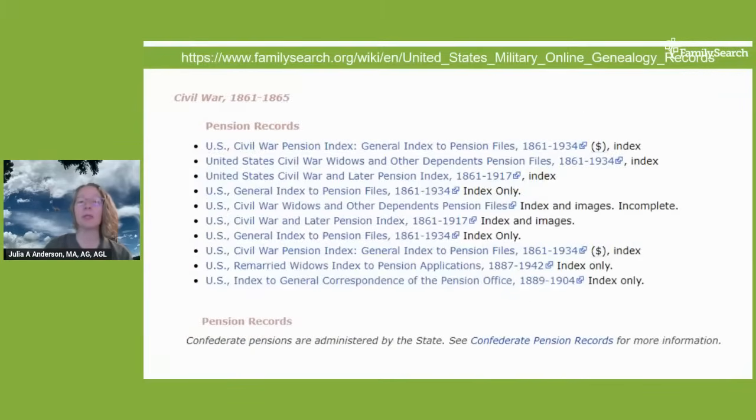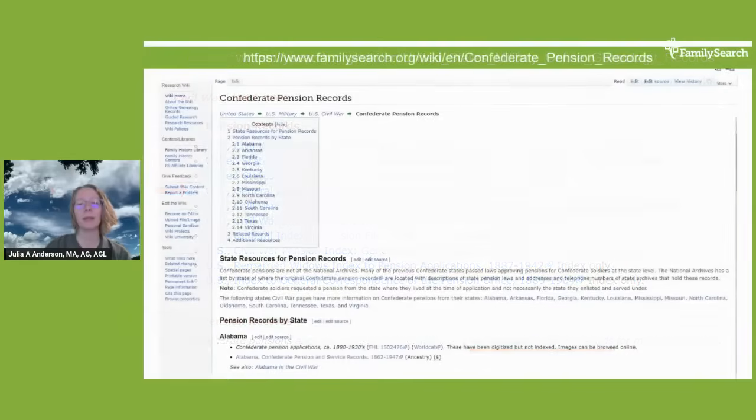This is the entry for the Civil War. There are many options listed, such as the General Index to Pension Files, 1861 to 1934. It also has a link to a separate page for the Confederate pension records. The Confederate pension records page on the Research Wiki has links for each state that offered Confederate pensions.